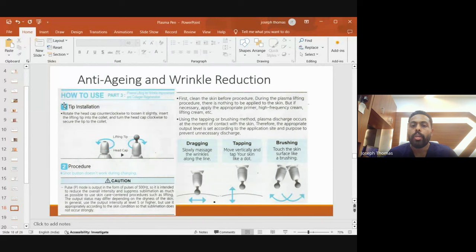As you know, the machine itself has a continuous mode and a pulse mode. With the mode, you can tap, drag or brush on the skin to promote collagenogenesis or elastin production. And even if you are applying a serum or something, the permeation will also be good with the plasma pen.